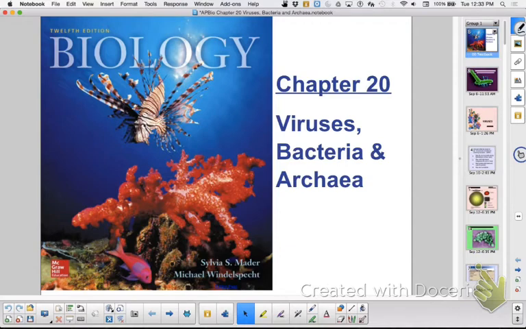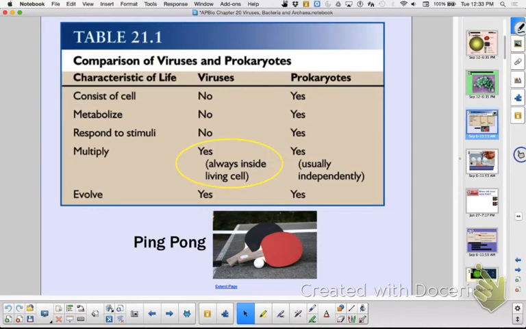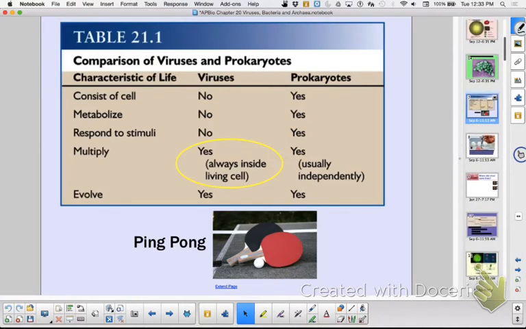For Chapter 20, Viruses, Bacteria, and Archaea, let's hit all the salient points. The first thing I would review, if I were you, is the differences between viruses and living cells. You want to be comfortable with that. Viruses are non-cellular. They're not alive. They require a host. They are obligate intracellular parasites. They only reproduce by taking over their host cell's machinery.